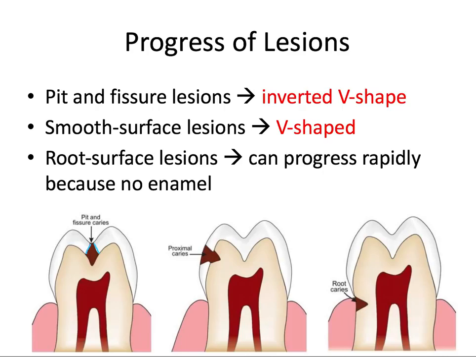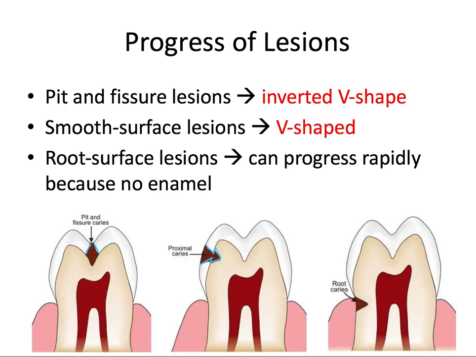By contrast, a smooth surface lesion, this can be on the facial surface near the gum line, but most commonly it's on the mesial or distal surface right up against an adjacent tooth. This is the opposite situation. It starts out wide and narrows until it reaches the dentin enamel junction, at which point dentin is a lot easier to penetrate than enamel, so it spreads out again, kind of forms this double arrowhead, and then penetrates deeper and deeper until it gets treated.